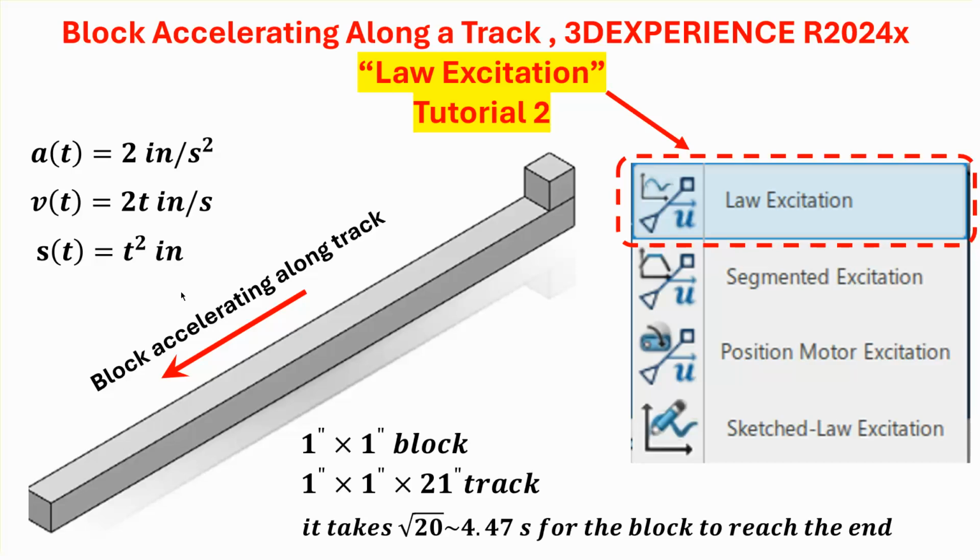Now, because the length of the track, I'm making it to be 21 inches. If you set S equal to 20 inches, you're going to get the T. So after 4.47, this block will reach the end of the line.